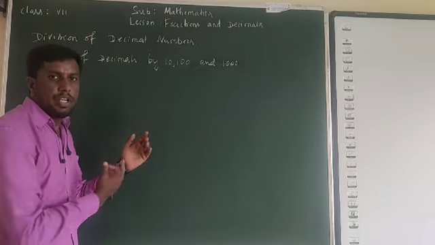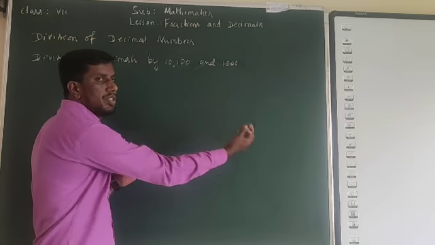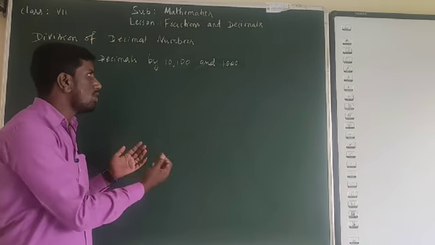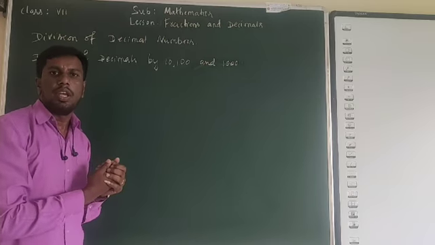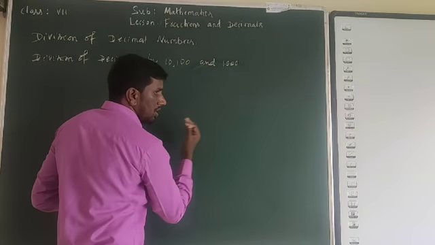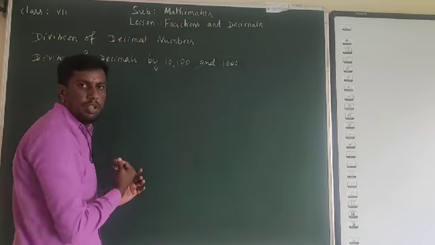If it is 100, then 2 places. If it is 1000, then 3 places. If it is 10,000, again 4 places. It is shifted on the right side.